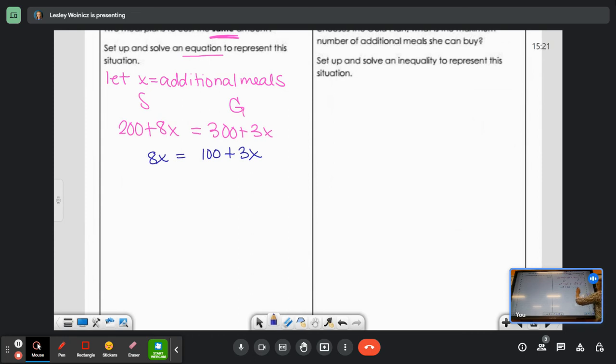Okay, someone's mouthing it back there. It's 5. So I've got 5x equals 100. How do I undo the multiplying that is happening between the 5 and the x? Divide both sides by 5. What do you get? 20. Good.